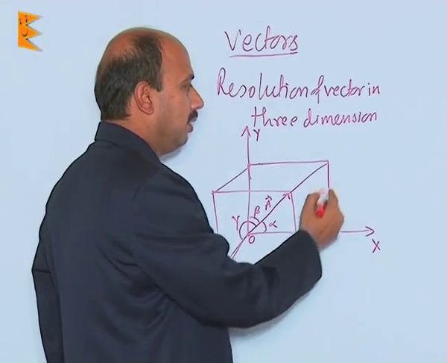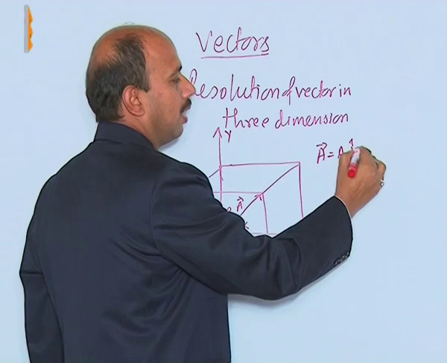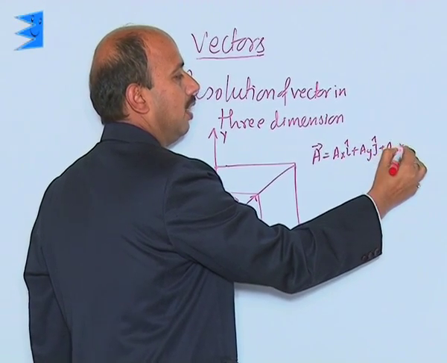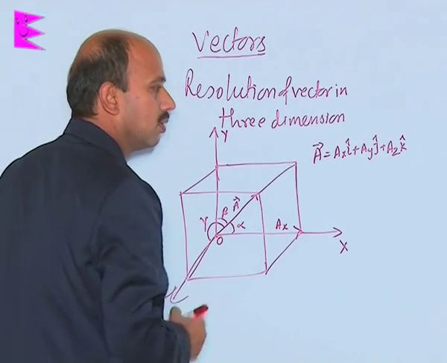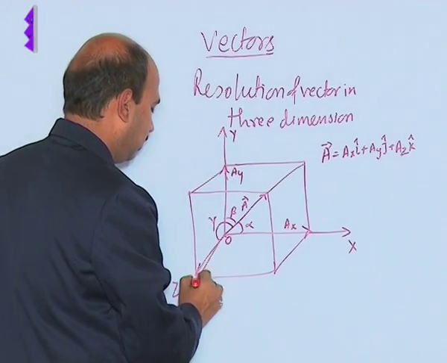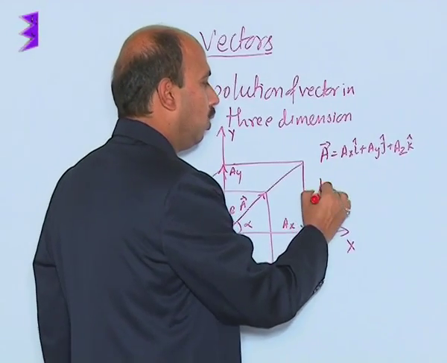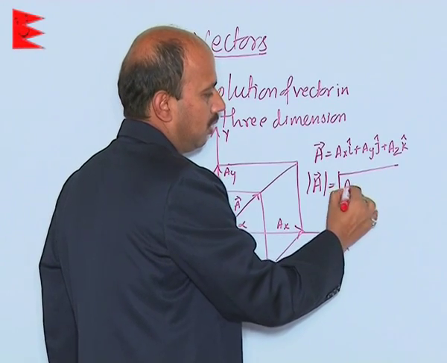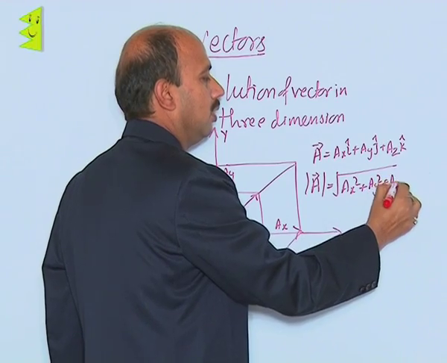Now, here we can write vector A is equal to Ax i cap plus Ay j cap plus Az k cap. So, this vector is here Ax, here this is Ay and this is here Az. Now, if you want to get the magnitude of these, you will be getting under root of Ax square plus Ay square plus Az square.